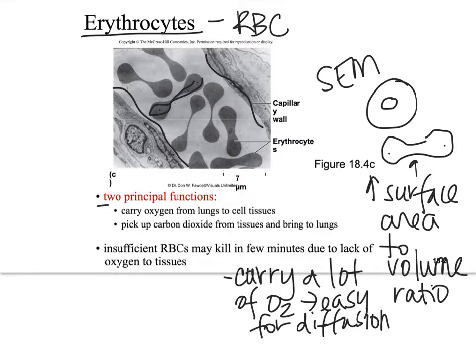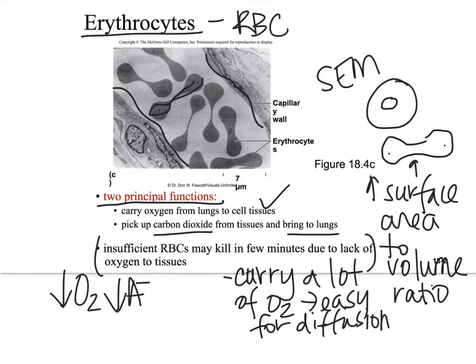Two principal functions of red blood cells. One is to carry oxygen from the lungs to the tissue, and pick up carbon dioxide from the tissue and bring it to the lungs so that we can get rid of it. If you don't have enough red blood cells, it could be deadly, because you don't have enough oxygen to the tissue. If oxygen is down, ATP goes down. And if you can't make any ATP, what happens? You die. That's my happy story.